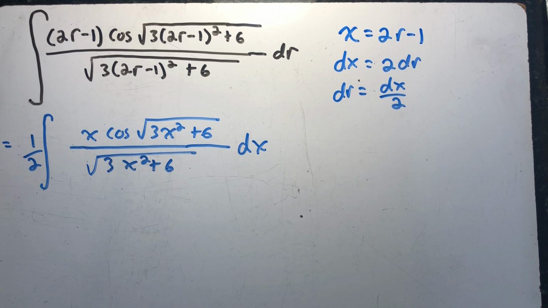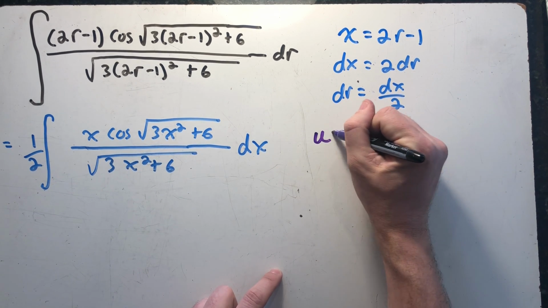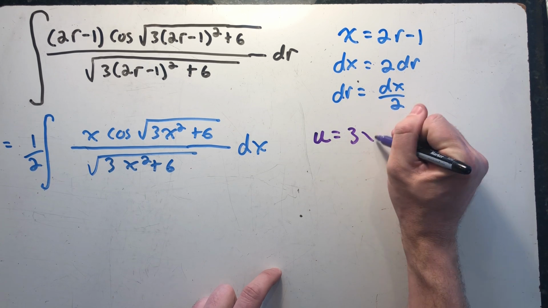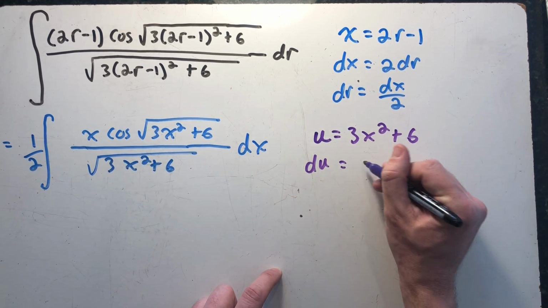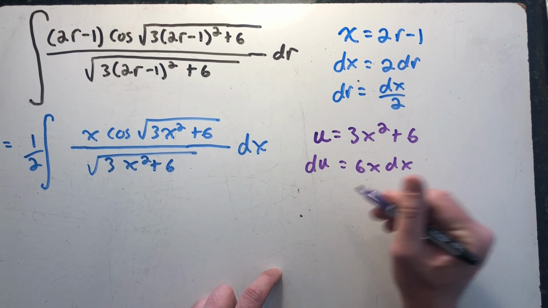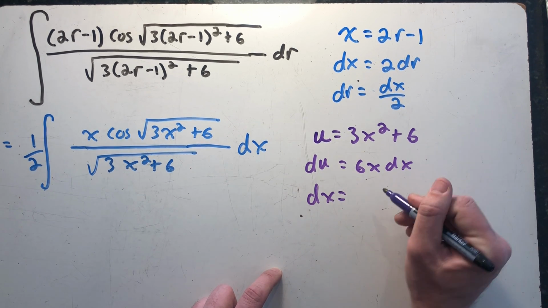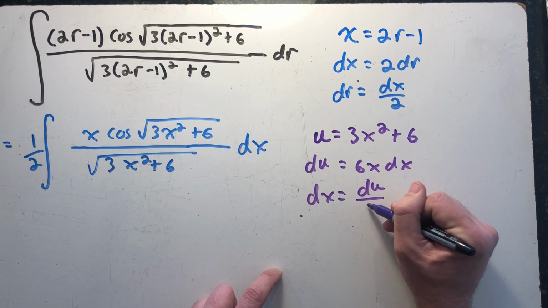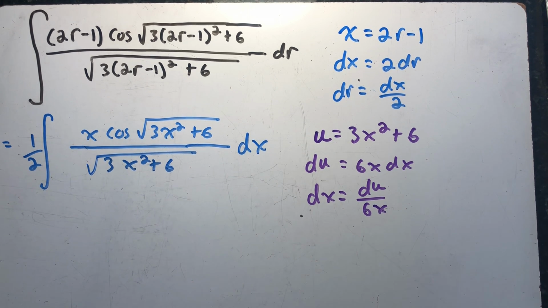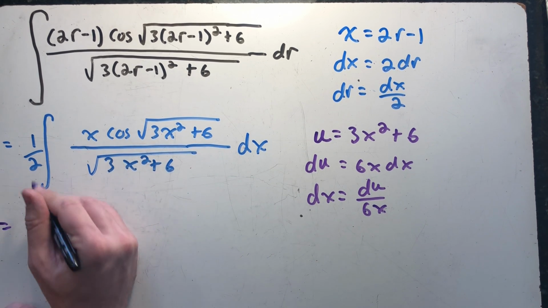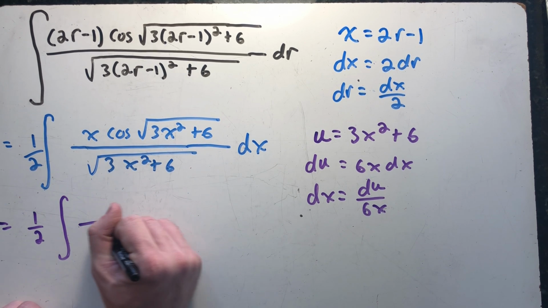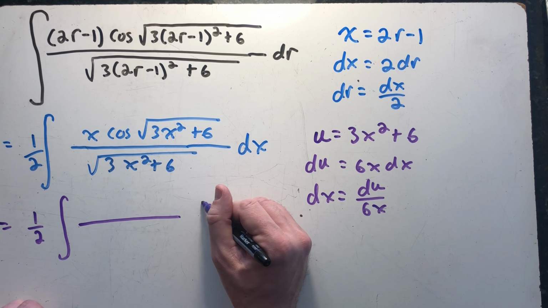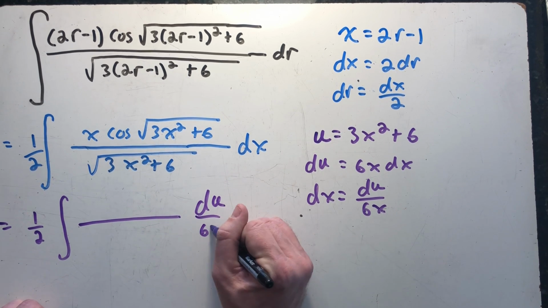All right, so now I'm dealing with this integral. And at this point, I think I see another substitution that would help. I definitely see an inside function. I'm going to let u equal 3x squared plus 6. So du is 6x dx. And so that dx, I'm going to replace in a minute as du over 6x. All right, so I still have that 1/2 from before. The dx here is going to be a du over 6x.